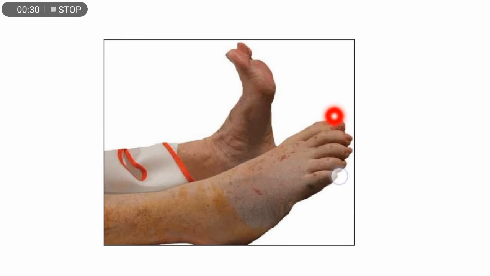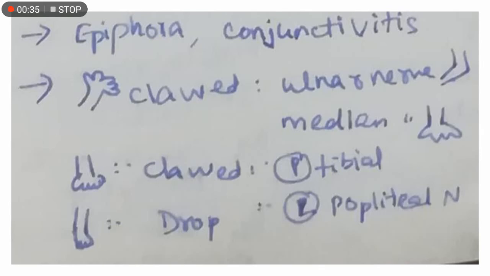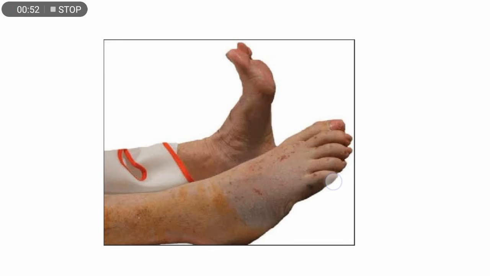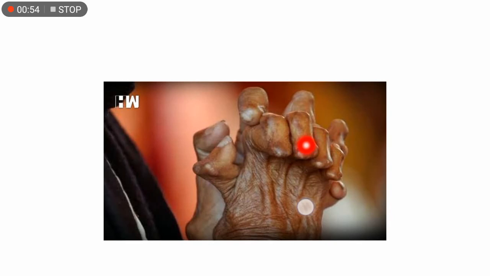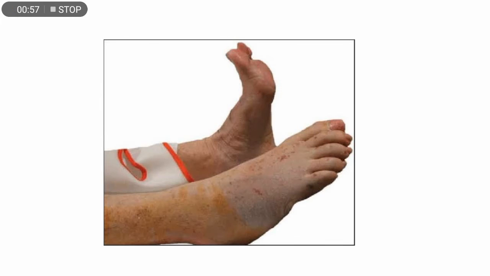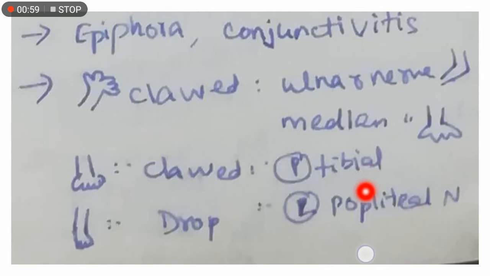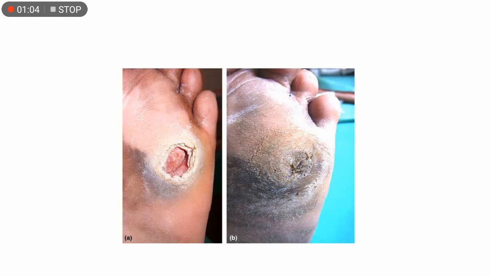So because of the peroneal nerve injury, even that is a nerve which can be involved. So there is claw hand, claw foot, and foot drop. In claw hand, the ulnar nerve and the median nerve are involved. In a claw foot or claw toes, the posterior tibial nerve is involved as in here, and this is foot drop because of involvement of the lateral popliteal nerve. Posterior tibial nerve involvement causes claw foot.